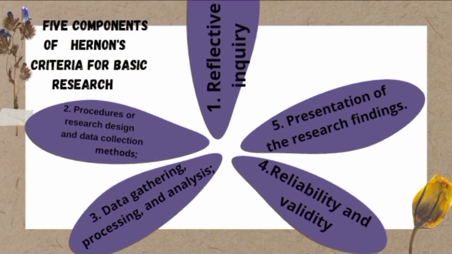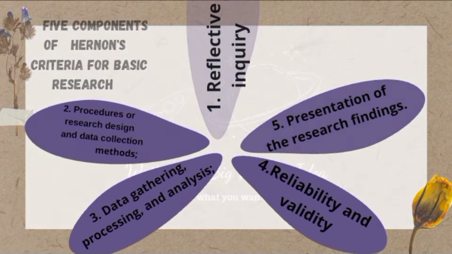Five components of Hernon's criteria for basic research. First, reflective inquiry. Second, procedures or research design and data collection methods. Third, data gathering, processing, and analysis. Fourth, reliability and validity. And the last is presentation of the research findings.